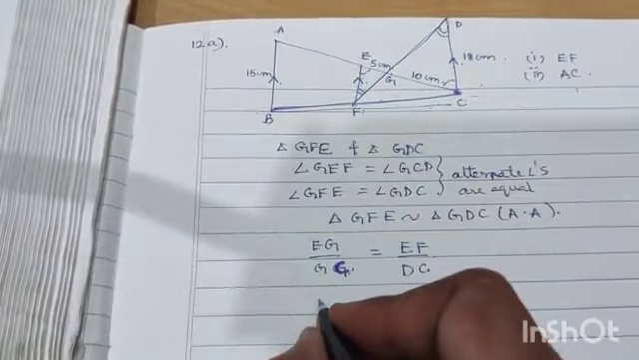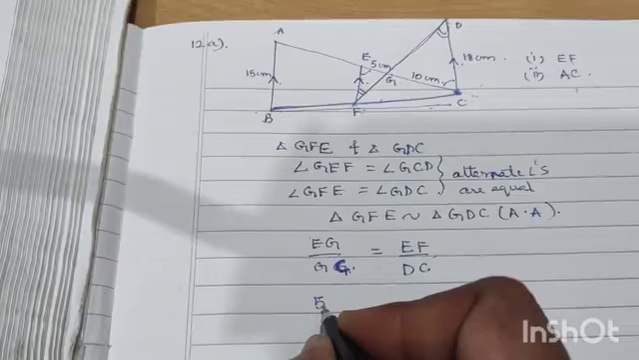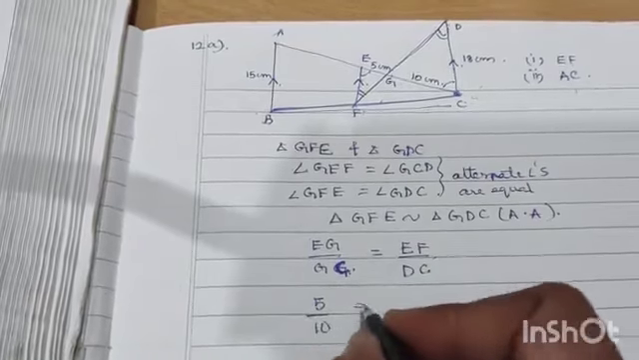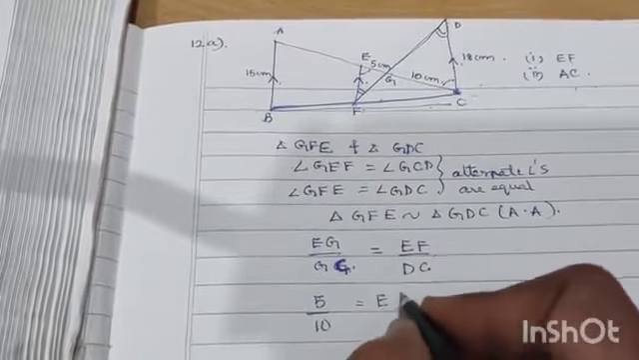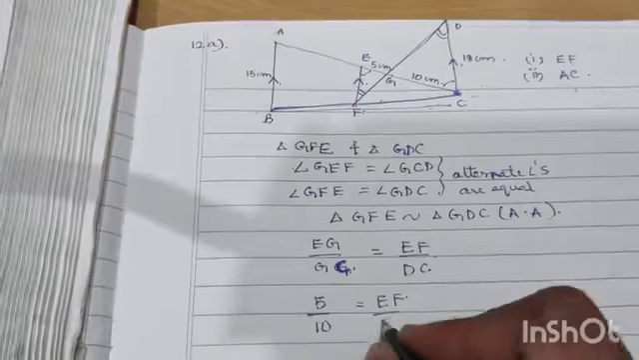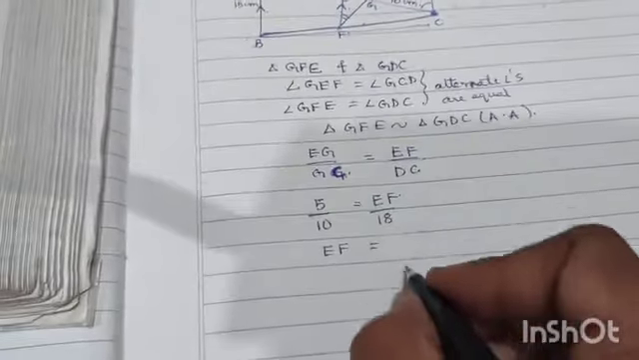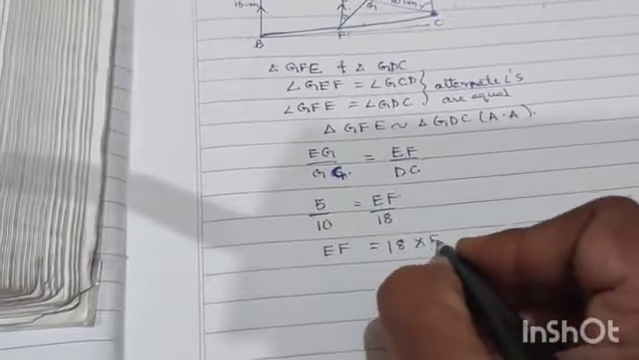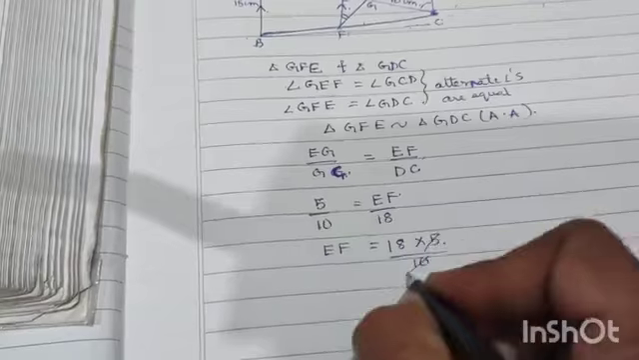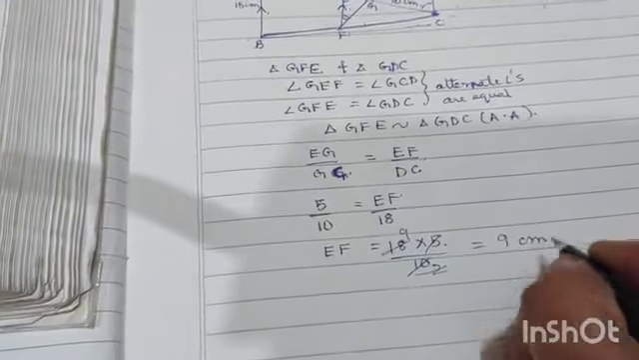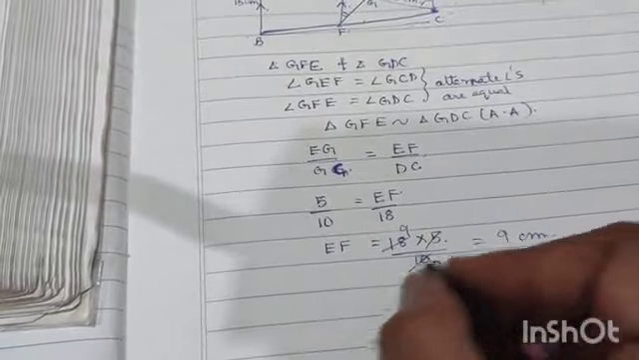So now substituting the values which we have, EG is 5, GC is 10, EF we have to find out, and DC is 18. Which on simplifying we get 18 into 5 by 10, EF as 9 centimeter. Then we have to find out AC.